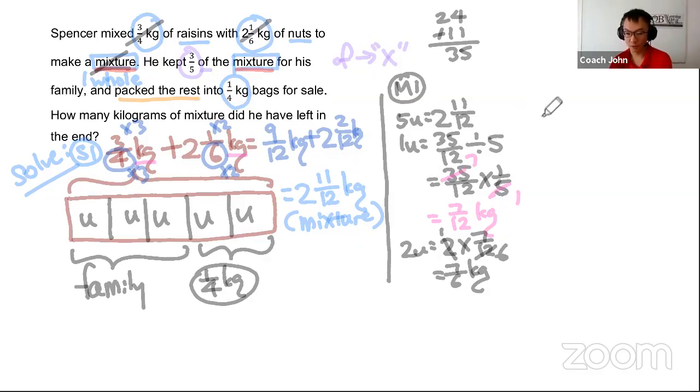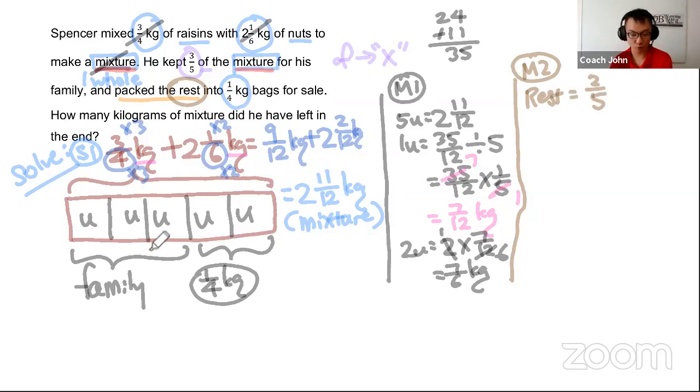The other way is, what I will do is I can recommend this to you if your child is faster in math. Okay, so method 2 will be 2 out of 5. So pack the rest. So let me call it rest. So it'll be 2 out of 5 because it's 2 out of 5 units times 2 whole and 11 over 12. Yeah, so let me just counter check.